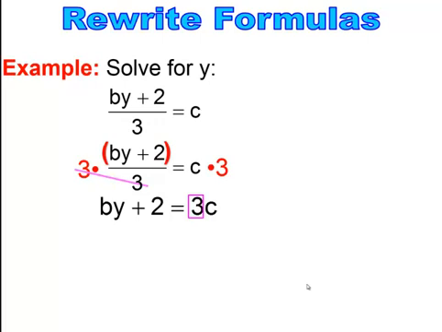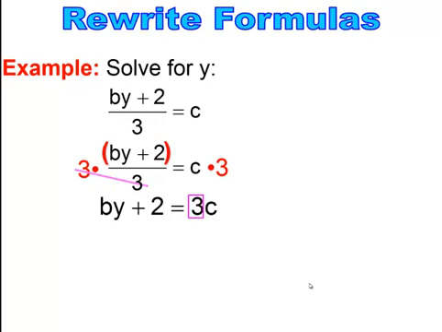Now I want a key note here, and if you noticed I put a box around the 3. Because I have a variable being multiplied by a number, the number always needs to go in front of the variable. So make sure you switch that up. So 3 is being multiplied to C. Now if it was another variable, it wouldn't matter. But because it's a number, it has to go in front of the variable.